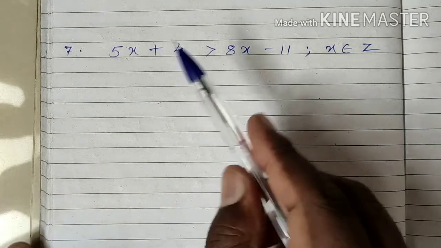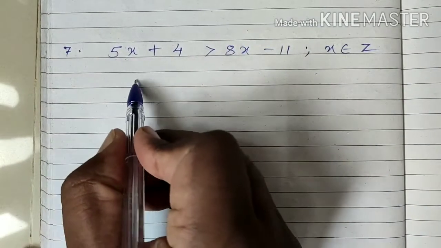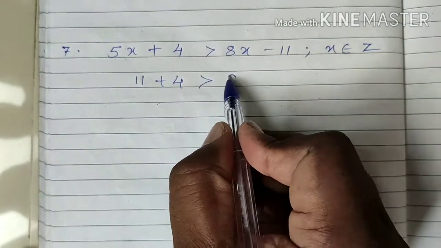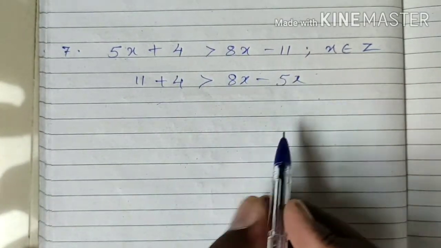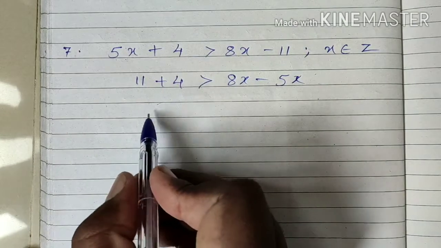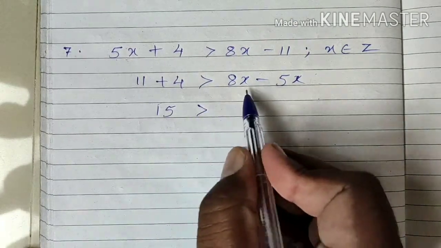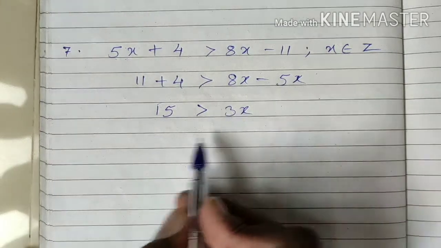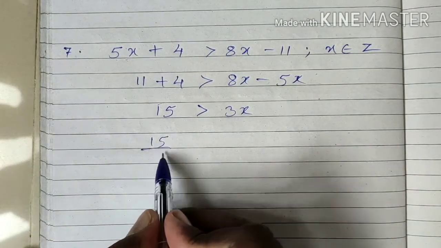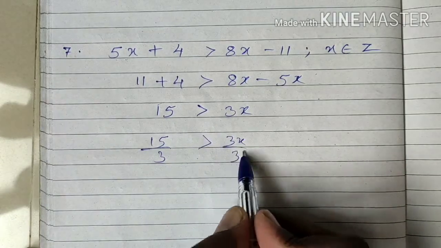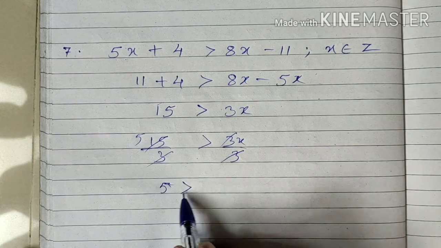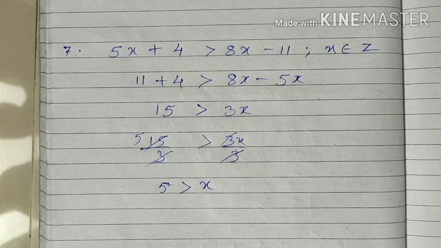Okay, so minus 11 going that side will become plus 11, plus 4 is here only, plus 5x going that side will become minus 5x. So 11 plus 4 becomes 15. 8x minus 5x is 3x. Dividing both sides by 3. 3 ones are 3, 3 fives are 15. So that means 5 is greater than x. It means the value of x is less than 5.